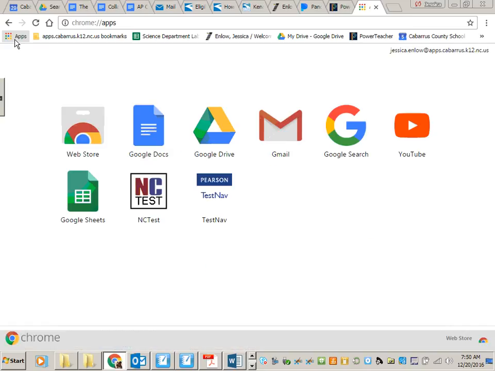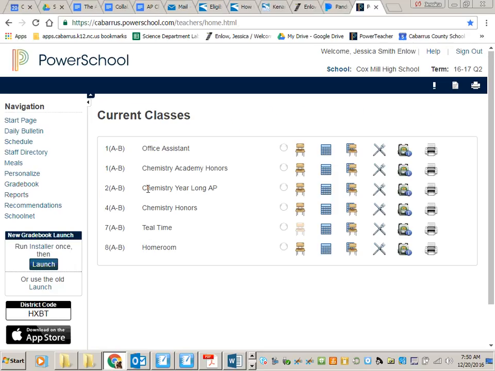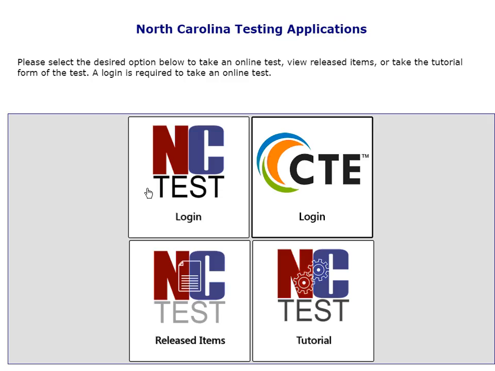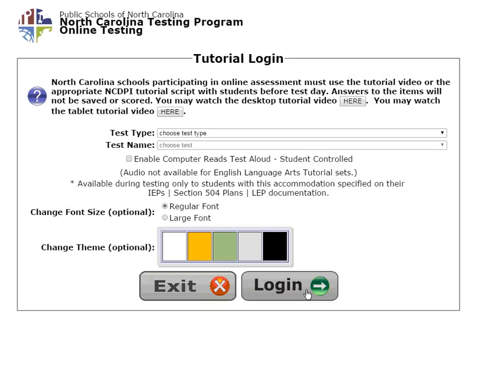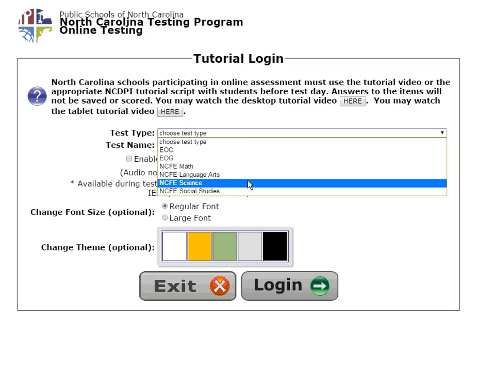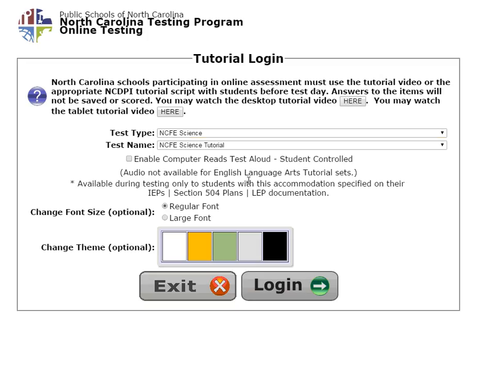When you click this, it'll come up with a number of apps that are available to you. We're going to click on the NC Test icon. Once you click on the NC Test icon, it'll come up and it'll kind of take over your computer. That's why I say grab your computer when you came in. If you don't have a school computer in front of you, you need to go ahead and get that for yourself now. And we're going to continue. You guys are going to do the test tutorial, which is in the lower right-hand corner. And you're going to select, give me a thumbs up if you're here. Thank you. You're going to select a test type. Let's do NCFE Science since you're in a science class.